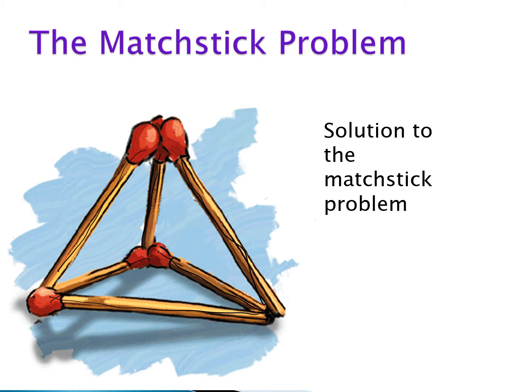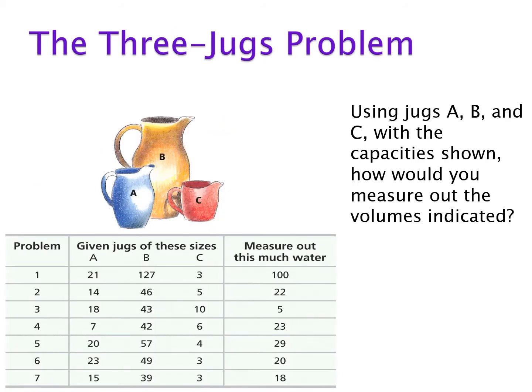So remember, if you want to try to figure it out, just pause the video and then try to figure it out and then see if you got it right. I know a lot of students. So this one, you have 3 different jugs, A, B, and C. So using these 3 jugs with the capacity, there's 7 different problems here.